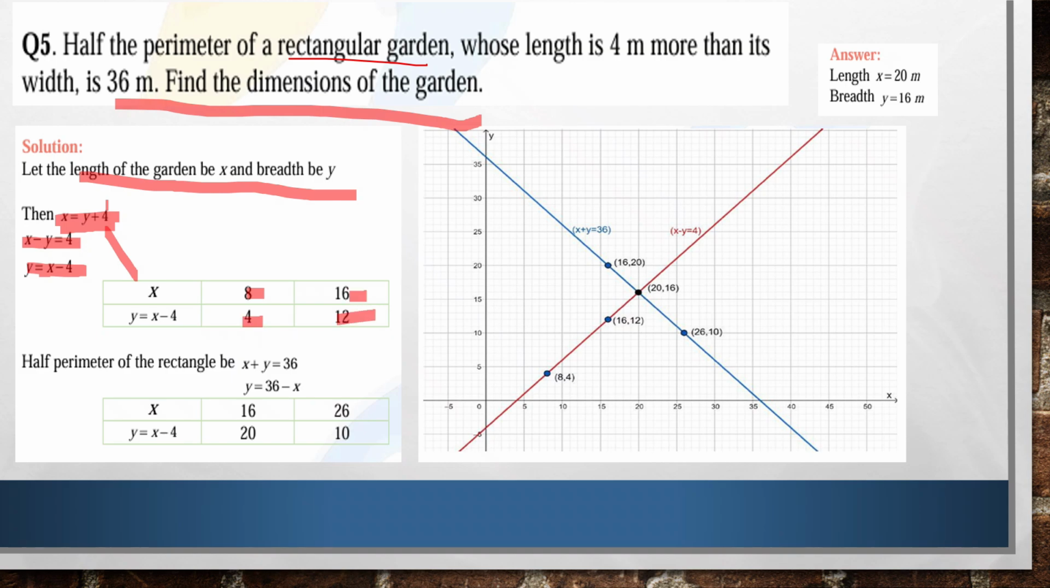Then half perimeter of the rectangle means I can write it as x plus y is equal to 36, y is equal to 36 minus x. It is already given here. The value of 4 meter more than its width means we have to take like this. So if you take x is equal to 16, you will get the value of y as 20. If you take x as 26, you will get y as 10. So by using these 4 different points, I can plot.